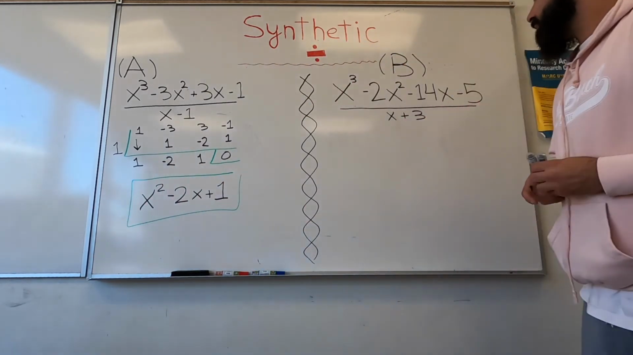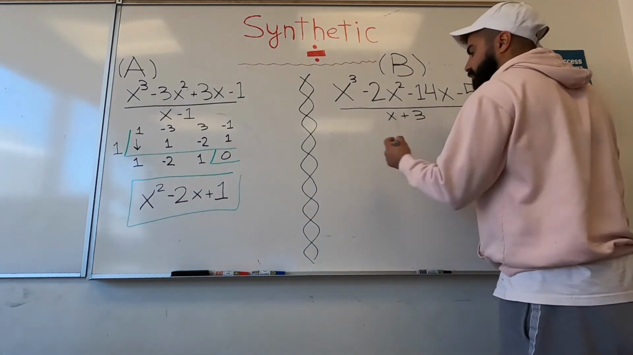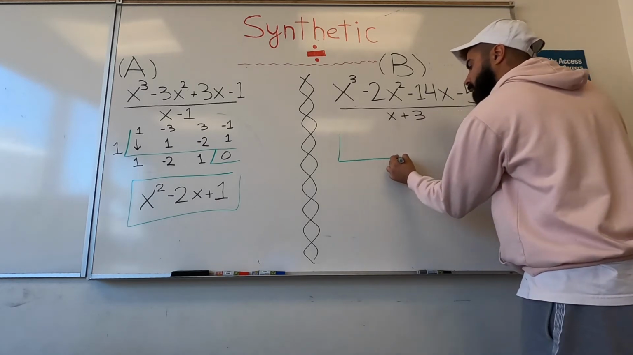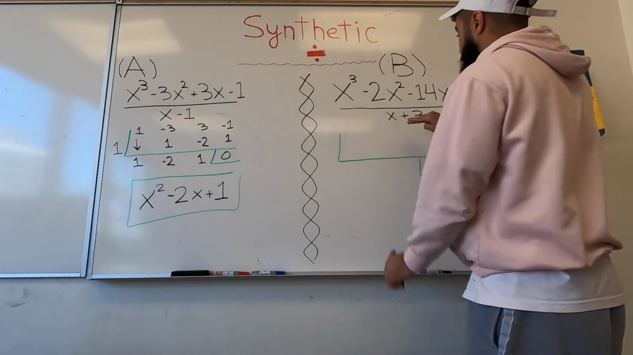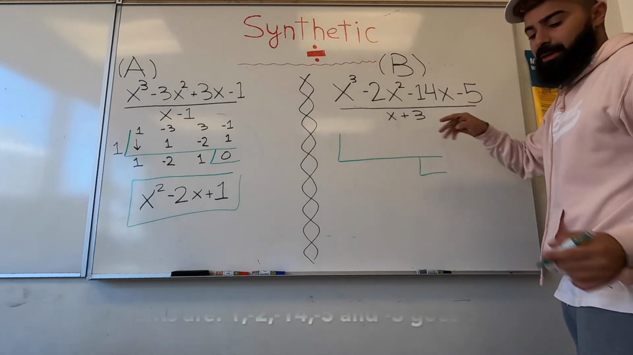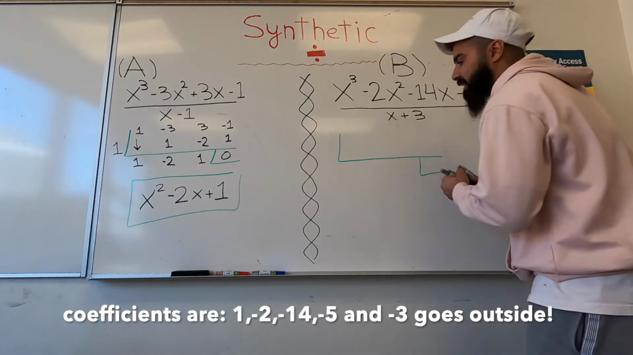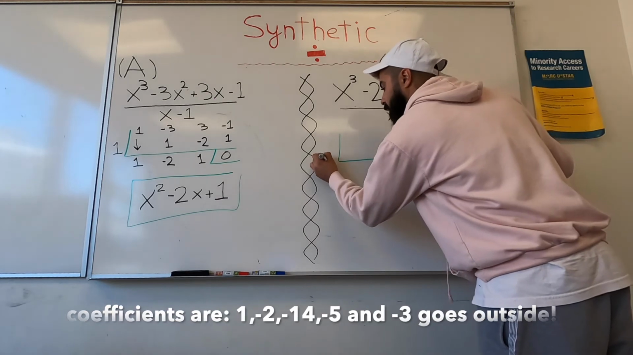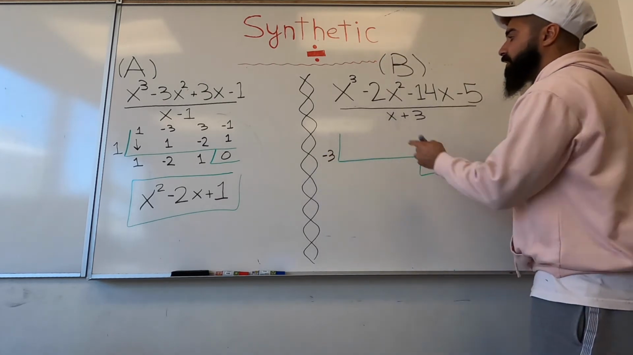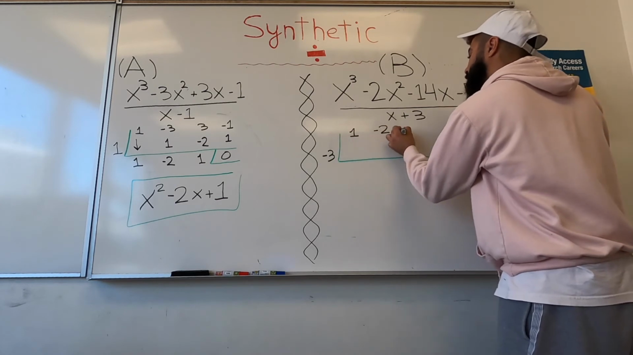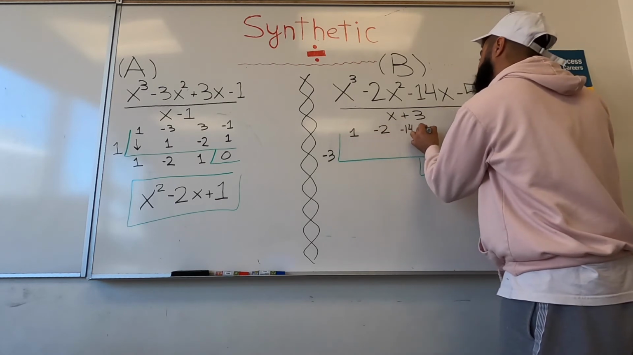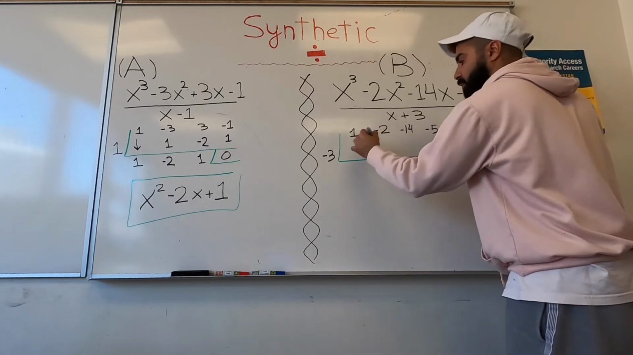All right, let's move on to example B. So go ahead and draw my little L. Put my little remainder box there. So, as you can see, this is x plus 3. So what we're going to put is a -3 over here. And our coefficients, 1, -2, -14, -5. We drop down the 1.